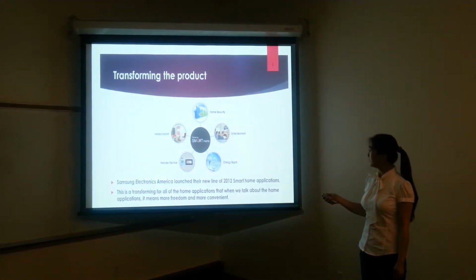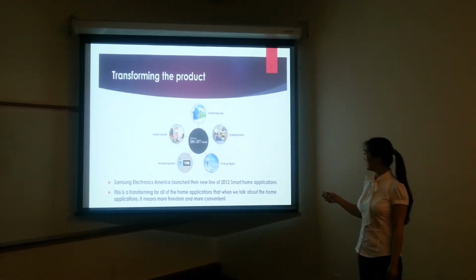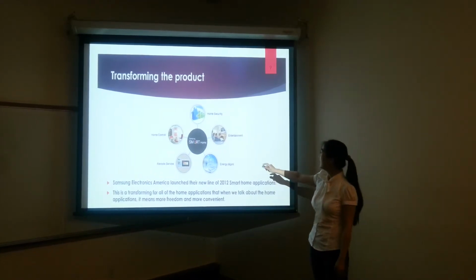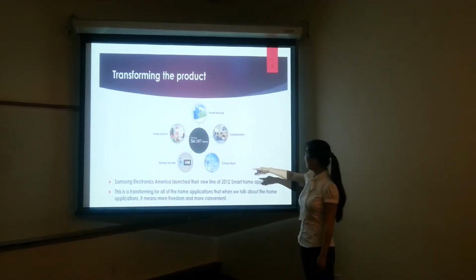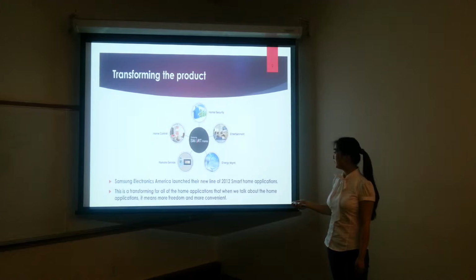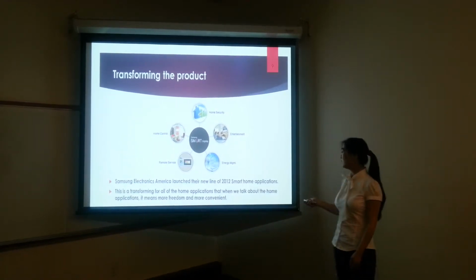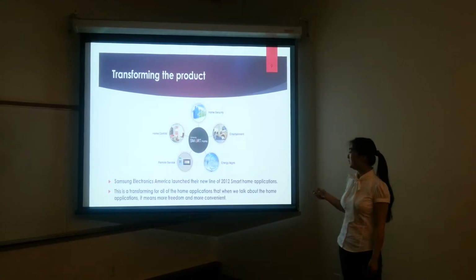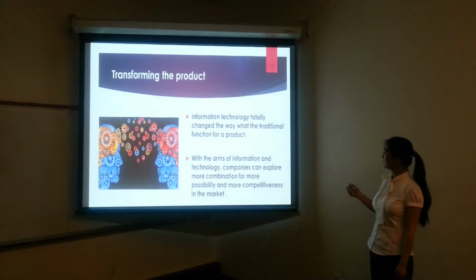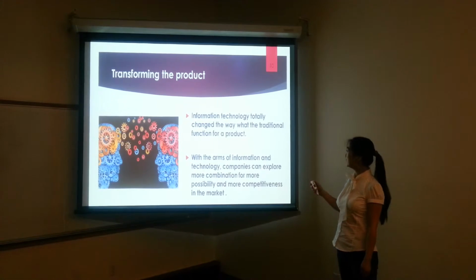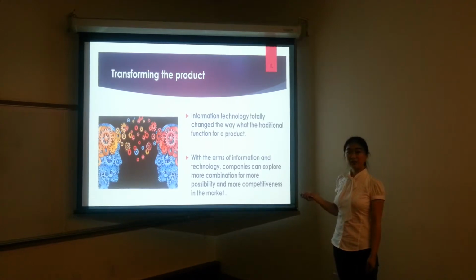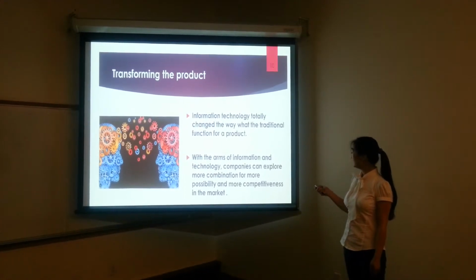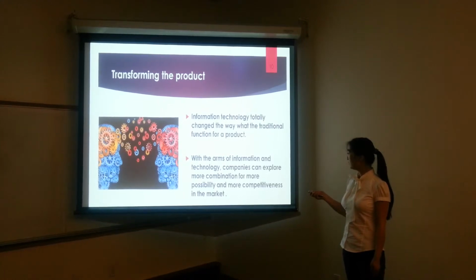And in the second year, Samsung launched their new line of 2012 smartphone applications. Through this picture, you can see these applications include home security, entertainment, energy, and other parts. So this is transforming all of the home applications. When we talk about home applications, it means more freedom and more convenience. Information technology totally changed the traditional function of the product. So with the arms of information technology, a company can explore more combinations for more possibilities and get more competitiveness in the market.